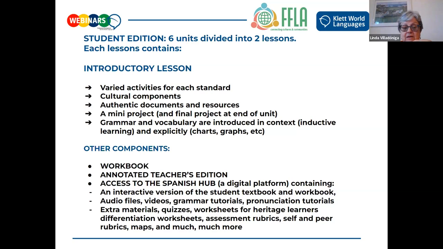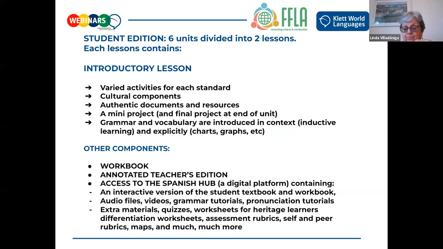Other components that are available: there's a workbook, there's an annotated teacher's edition. And then the greatest feature of all, I think, is the Spanish Hub. It's a digital platform and it has an interactive version of the student textbook and workbook. So students don't have an excuse for not doing a page for homework. If they say, oh my gosh, I forgot my book, well, you can go to the Spanish Hub and do it. It has audio files, videos, grammar tutorials, pronunciation tutorials, and so much more. It's a wealth of information at your fingertips and included with the program.